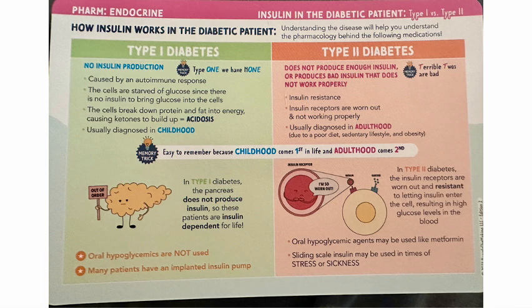This slide gives you some good comparisons between type 1 diabetes and type 2 diabetes. For example, in type 1 diabetes, there is no insulin production from the pancreas, as opposed to type 2, where the pancreas either doesn't produce enough insulin or produces insulin that doesn't work properly. Type 1 is usually diagnosed in childhood. Type 2 is generally diagnosed in adulthood.